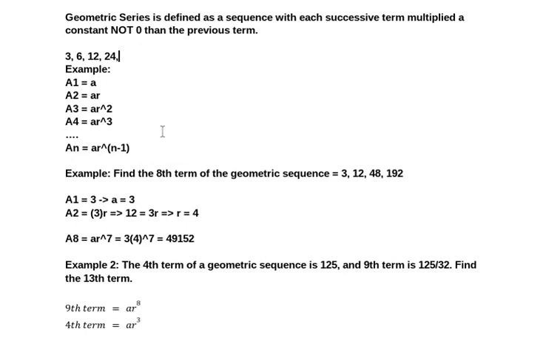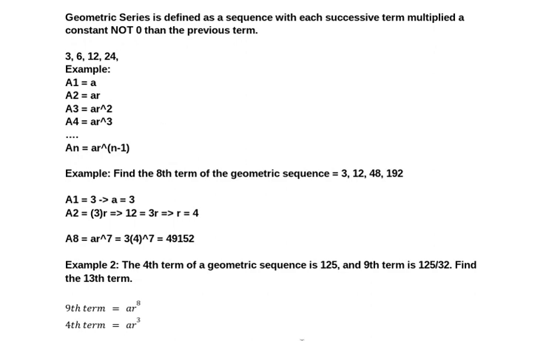If we define it through a common ratio, then the first term is a, the second term is ar, the third term is ar squared, the fourth term is ar cubed, and then the nth term is ar to the power of n minus 1. So let's see an example.